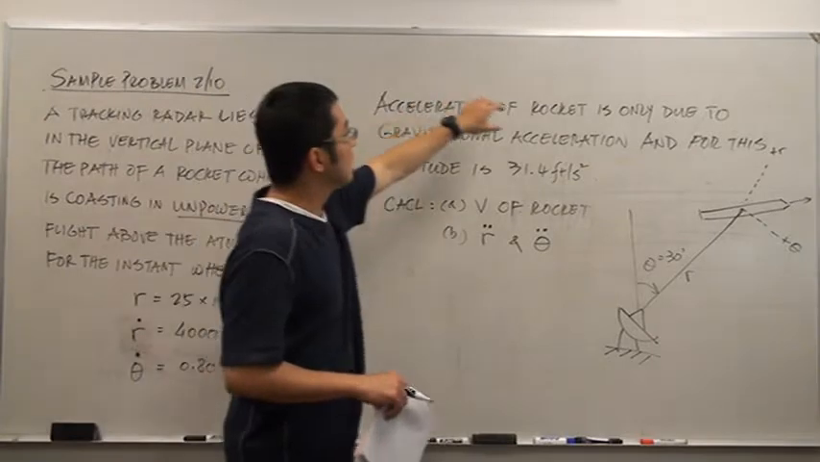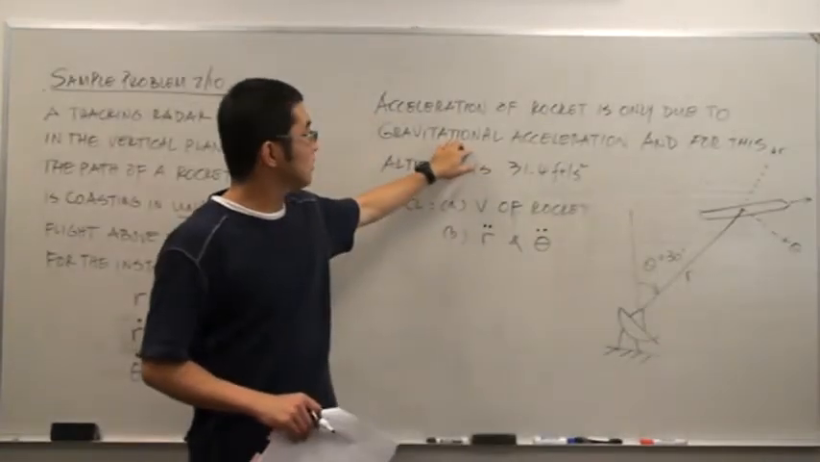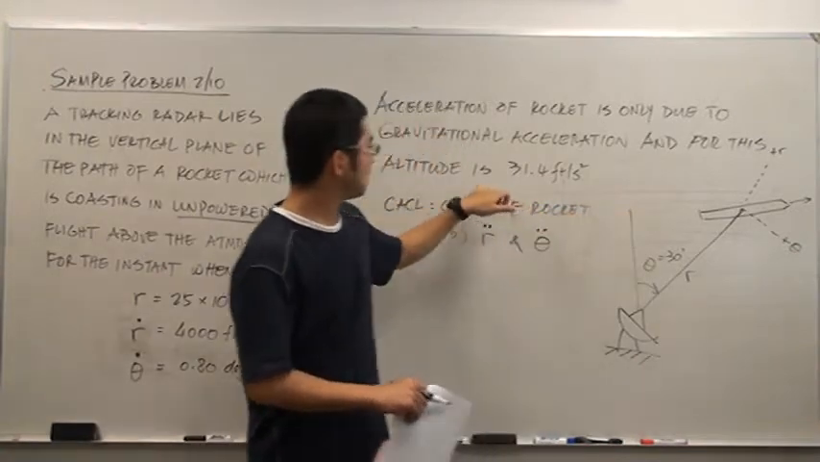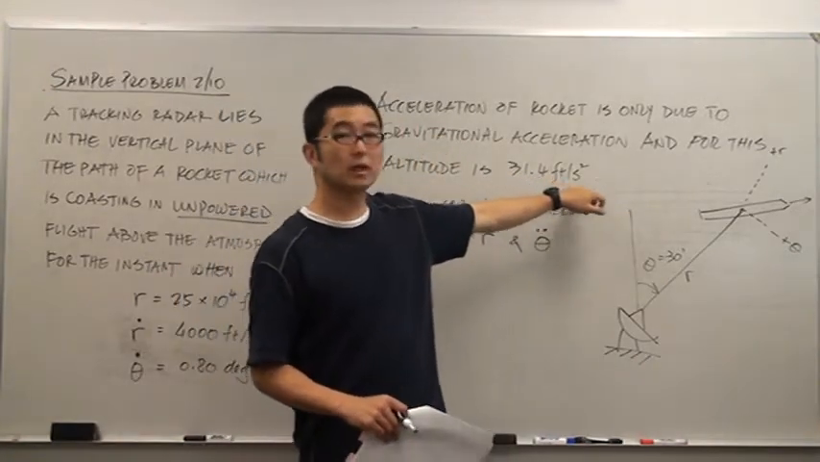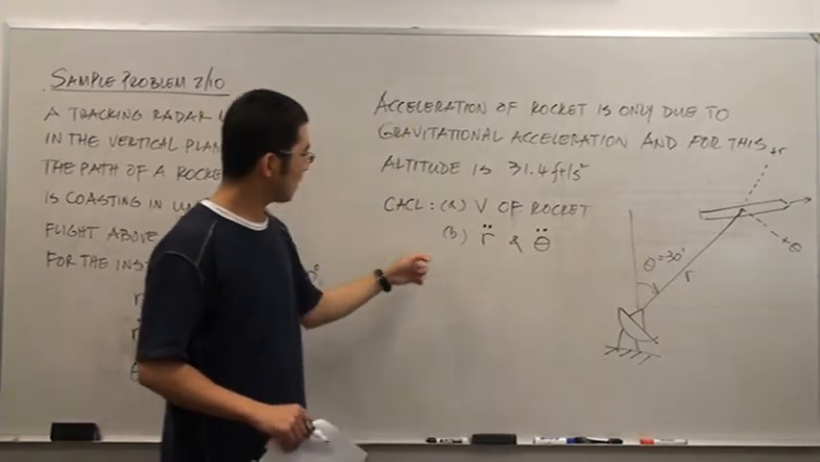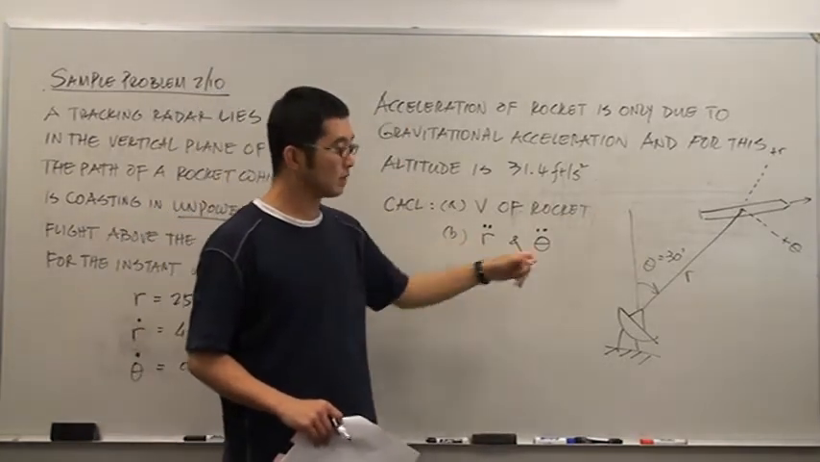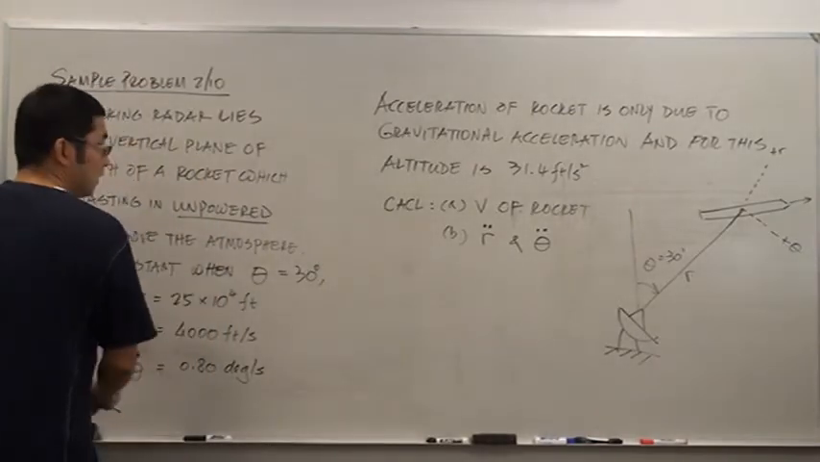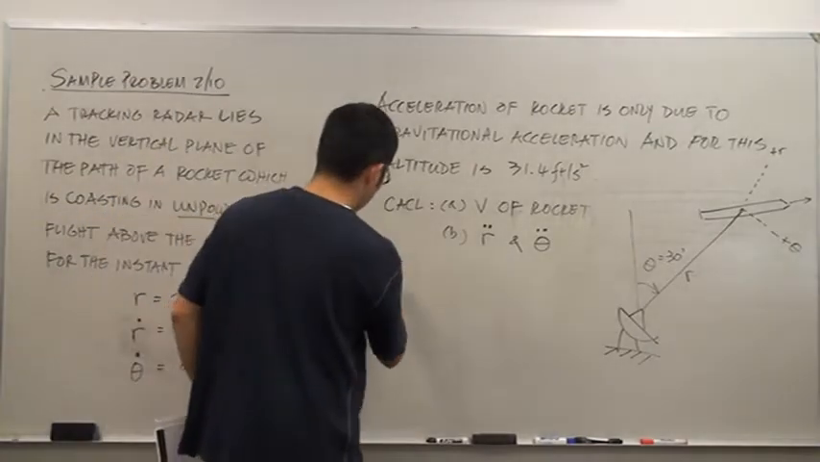Acceleration of the rocket is only due to gravitational acceleration, and for this altitude of this rocket, the gravitational acceleration is 31.4 feet per second squared. Calculate velocity of rocket at this instant, and R double dot and theta double dot. All right, the first part, part A.